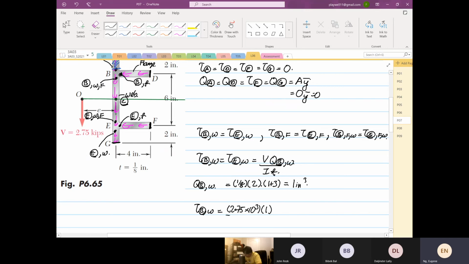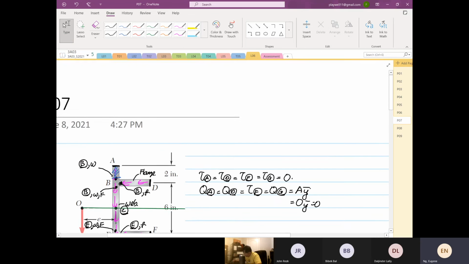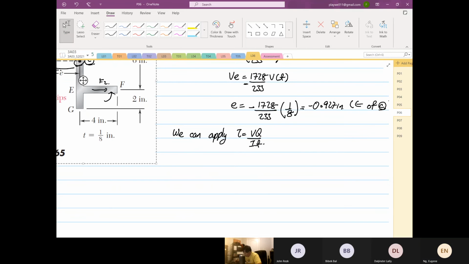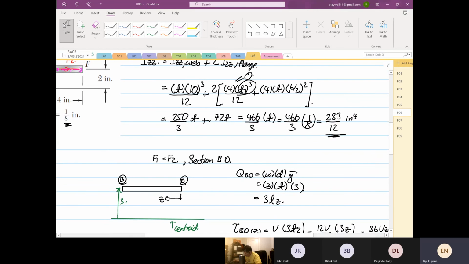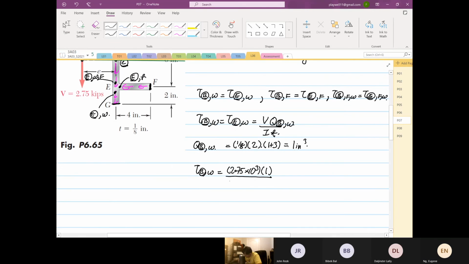The Q is 1, divided by I. I think we found the I, I just can't remember what it is. The I is 233 over 12. And the thickness is 1/8. Okay, so this is 2.75 times 10 to the power 3 times 1, divided by 233 over 12, divided by 1/8. So it's equal to 1133 psi. And this is also the shear at point E of the web.